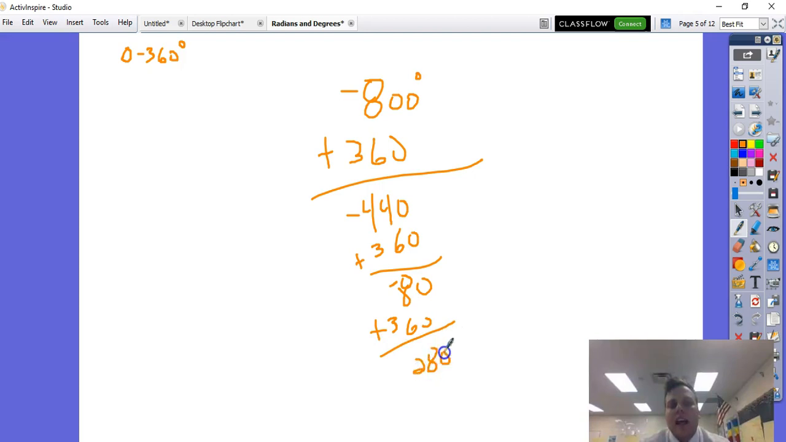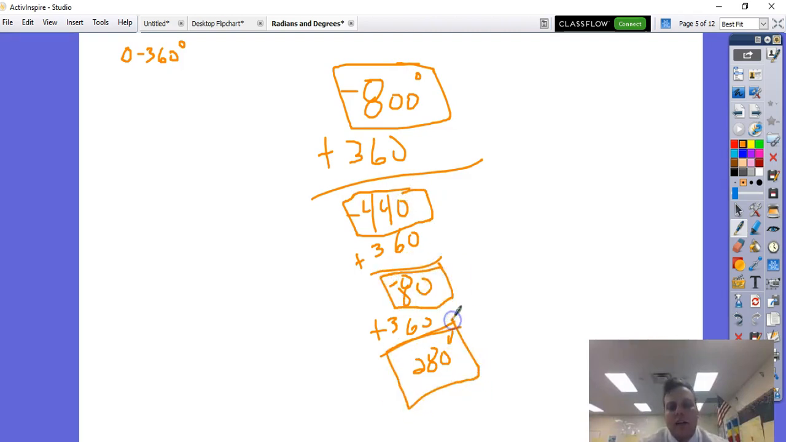So I can say that negative 800 and 280 are coterminal, and 280 is between 0 and 360, which was my requirement. Technically, guys, negative 800 is also coterminal with negative 440, which is also coterminal with negative 80, which is also coterminal with 280. All of these are coterminal, but my instructions were to take the negative 800 and find a coterminal angle that is between 0 and 360 degrees.